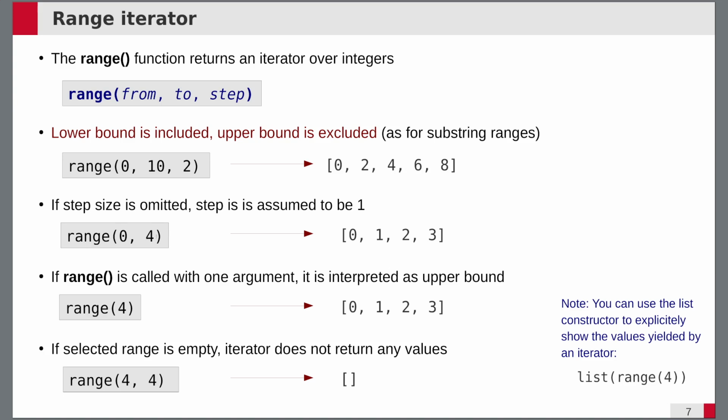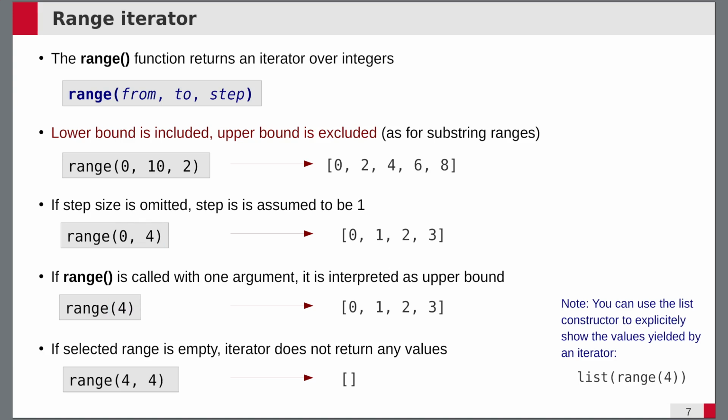I can omit the step size, and if the step size is omitted, then of course the step size is 1. So if I say range 0 to 4, then it will give me the values 0, 1, 2, and 3. If I call the range function with only one argument, which is a very common pattern in Python, then it's interpreted as the upper bound. We are starting with 0, so range 4 means 0, 1, 2, and 3. It's the same as if I had written range 0, 4, and it is very common in Python to leave the 0 away if you start from 0 anyway.